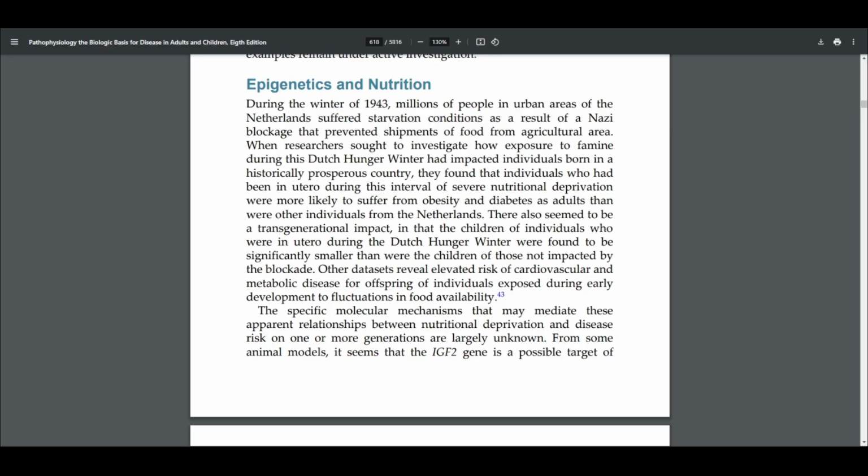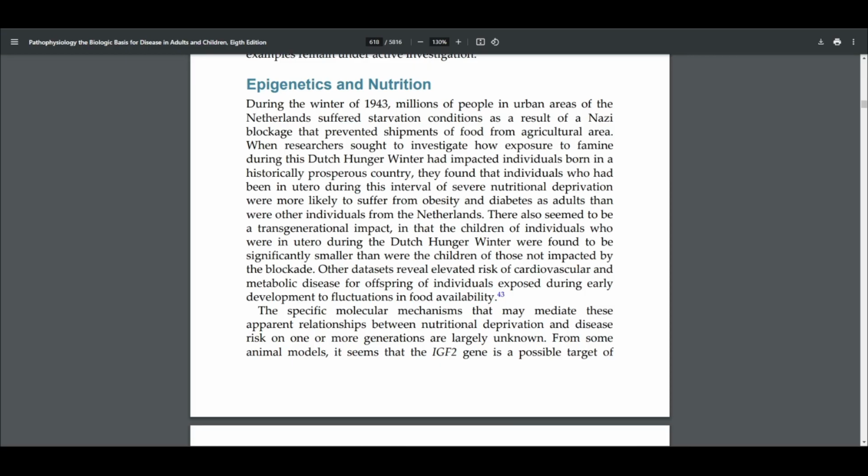When researchers sought to investigate how exposure to famine during the Dutch hunger winter had impacted individuals born in a historically prosperous country, they found that individuals who had been in utero during the interval of severe nutrition deprivation were more likely to suffer from obesity and diabetes as adults than were other individuals from the Netherlands. There also seemed to be a transgenerational impact, in that the children of individuals who were in utero during the Dutch hunger winter were found to be significantly smaller than the children of those not impacted by the blockade.